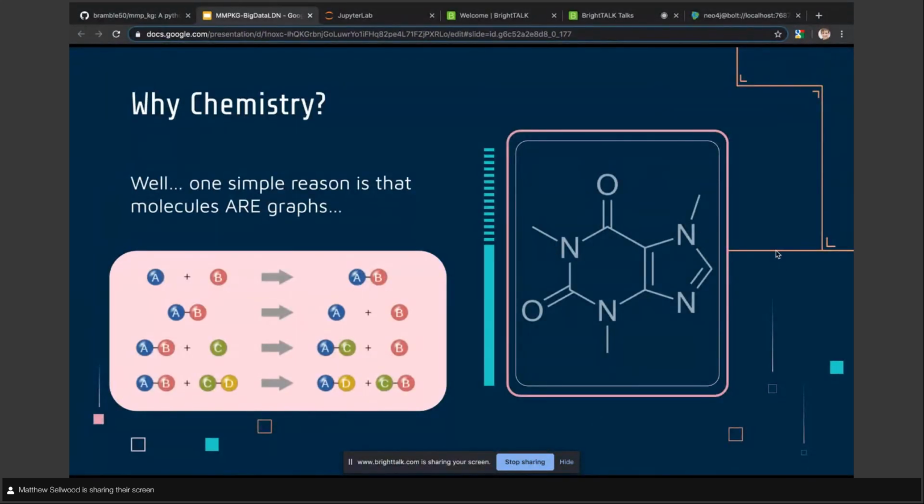Right, so why chemistry? One of the simple reasons is that molecules are graphs in the first place, so they're a great place to start your graph science from. This is caffeine here. Hopefully you've all had some caffeine already today, some tea or some coffee. Here we have nodes, which are atoms. You've got a nitrogen atom attached to a carbon atom attached to an oxygen atom. And then the edges are the bonds between them. This is a single bond, this is a double bond. Hopefully you're remembering your very early education chemistry here.